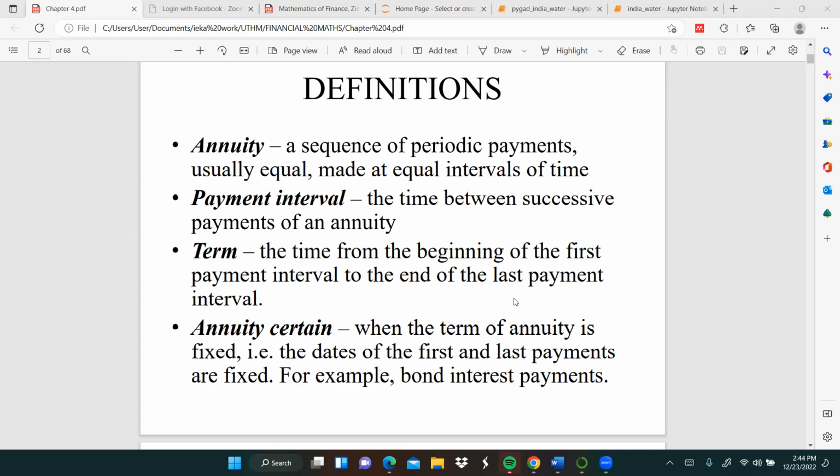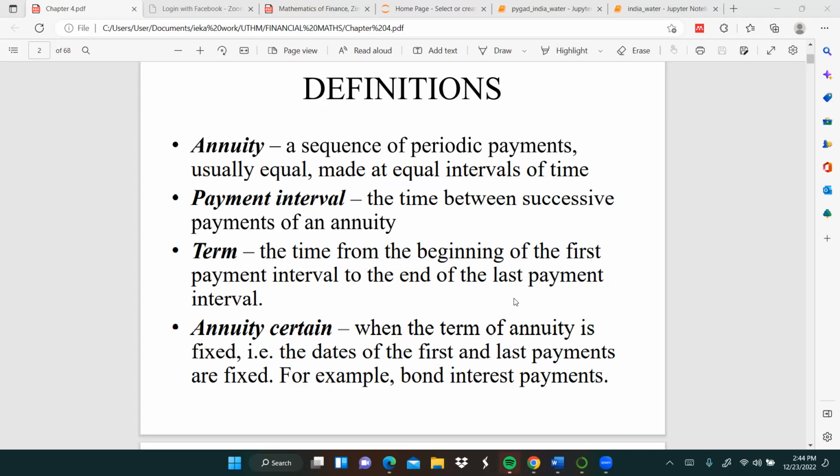Contoh annuity kita boleh tengok contohnya deposit tetap ke akaun simpanan, bayaran bulanan pinjaman gadai, and then bayaran bulanan insurance, bayaran pencen dan sebagainya. Okay, so what is payment interval? Payment interval, the time between successive payments of an annuity. So dia setiap daripada satu payment ke payment yang seterusnya, so itu adalah payment interval.